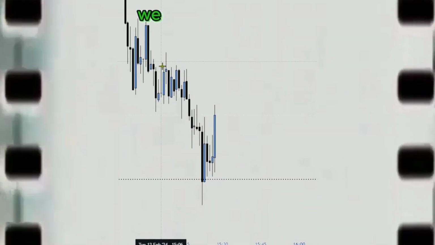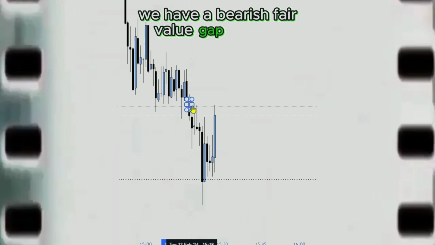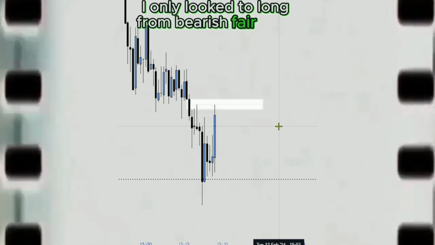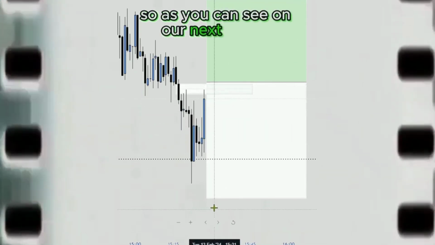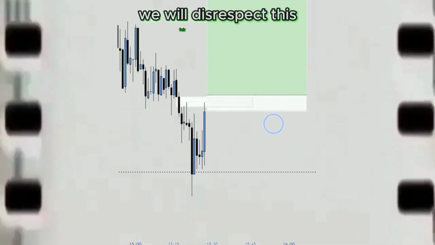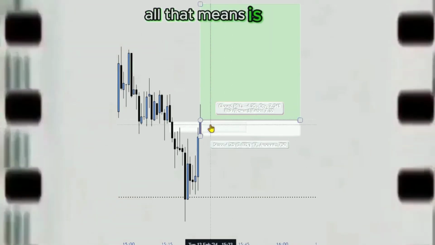As well as that, we have a bearish fair value gap created. Now, I do not look for shorts from bearish fair value gaps. I only look to long from bearish fair value gaps. And the way I do that is I wait for them to be inversed. So as you can see on our next candle, we will disrespect this fair value gap. All that means is we get a candle close above that fair value gap. Therefore, that will be our entry.